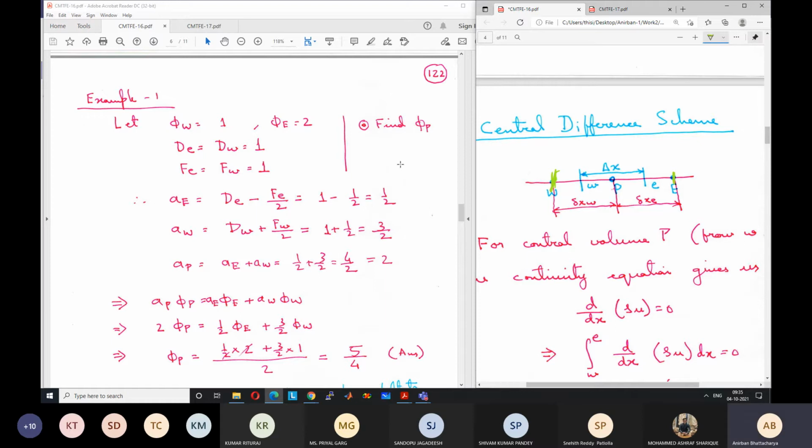Advective strength is given as 1. What does it mean about the flow direction? Is it from west to east or east to west? Sir, is it from west to east? It is from west to east. Why is it from west to east? You are correct.